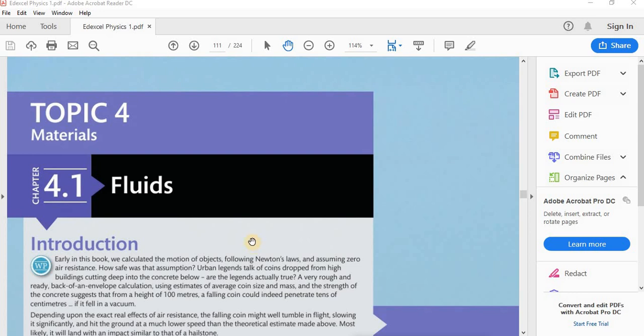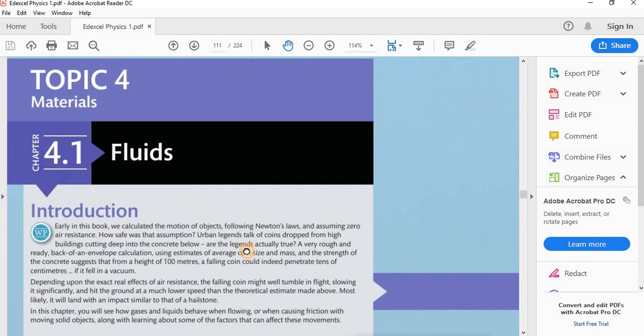Alright, the topic today is topic 4, materials. We will start with fluids. A fluid is a material that can flow. Liquids and gases are fluids because they can flow.